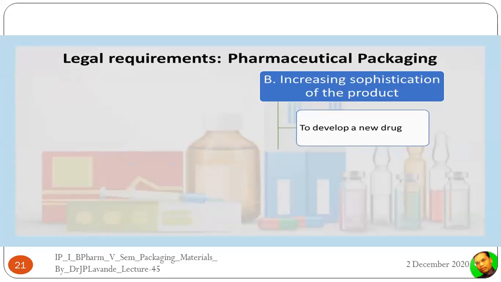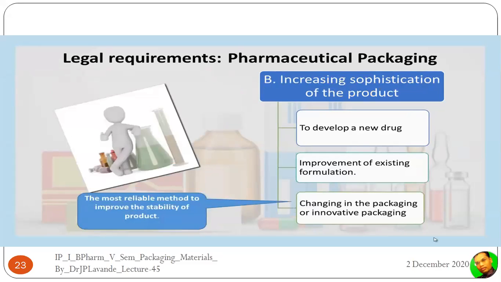The second factor is the increasing sophistication of the product. This means that, for example, if we want to go for developing a new drug, the development of a new drug will require lots of money input. It is a lengthy process, it is a time consuming process, it is a labor intensive process.